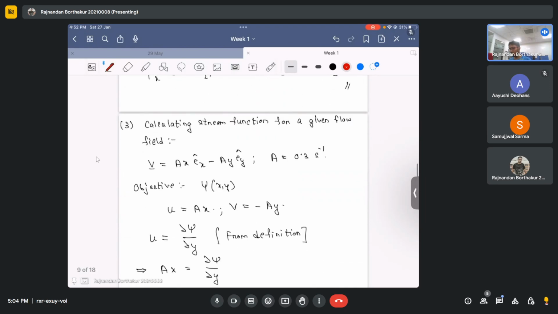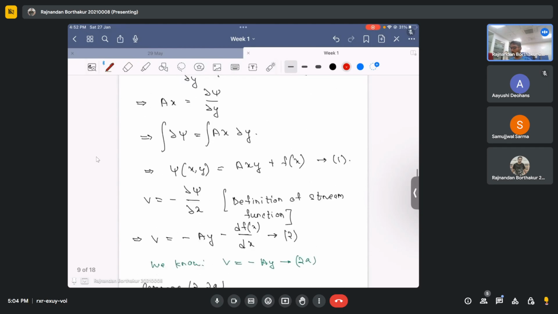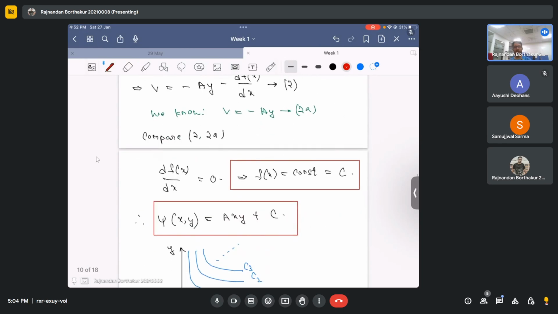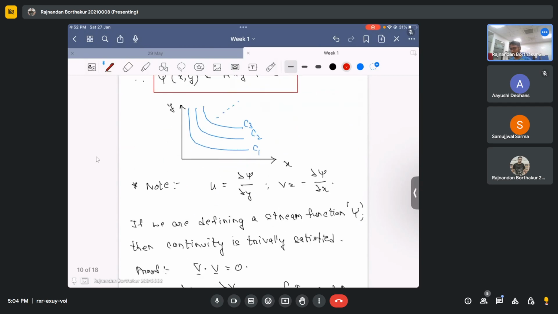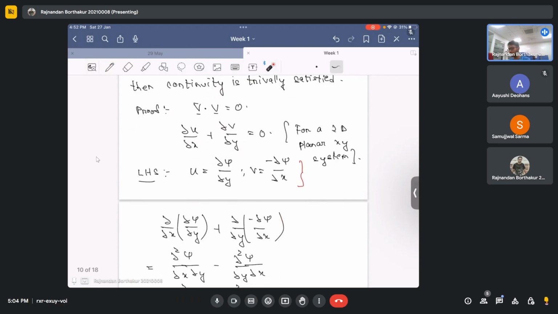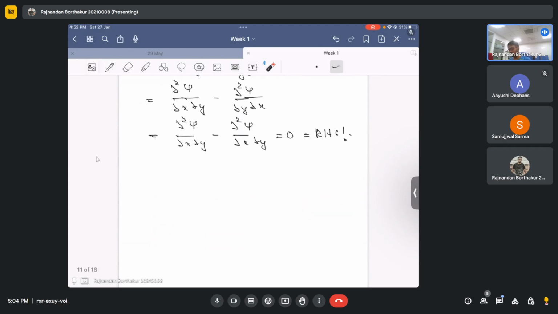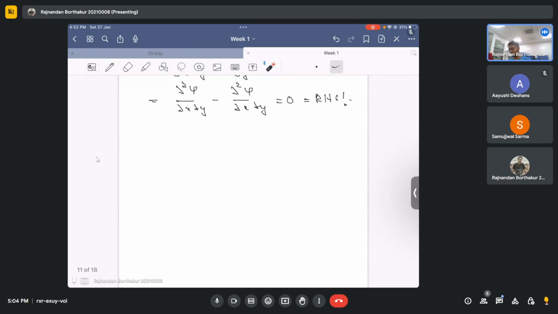And then we looked into a problem of stream function where the velocity field is given and we were asked to calculate the stream function. This is a good problem in the sense that we knew how to calculate psi from the given velocity field, and this is how the stream function should look. And then I gave a quick note that when we are defining a stream function, the continuity equation is trivially satisfied. This is a very important point. It will be very helpful later on when we move ahead in the next assignments.